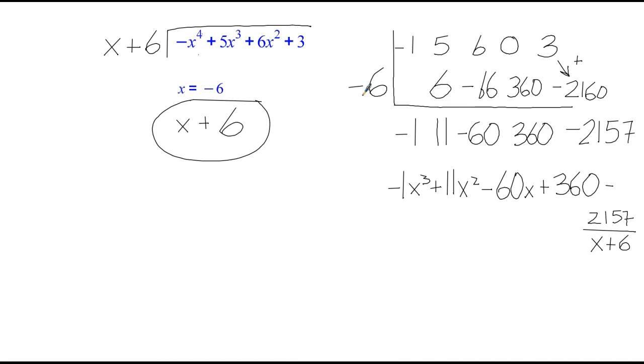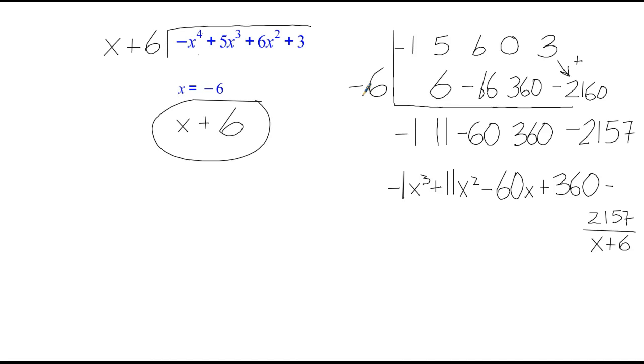If you want more depth as to why this works, it's really just kind of a shortcut, but there are a couple of good Khan Academy videos. You can just Google why does synthetic division work. Hopefully this explanation does help.